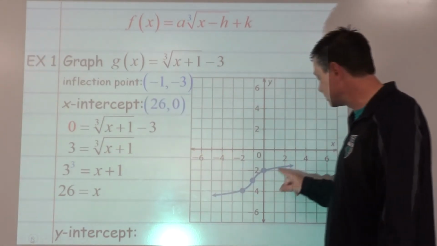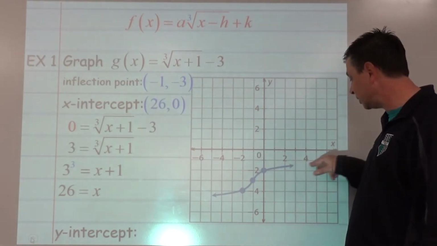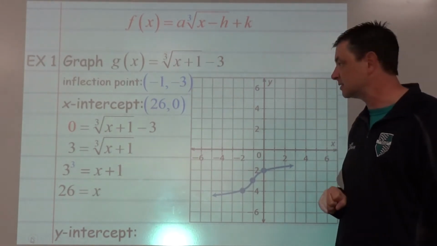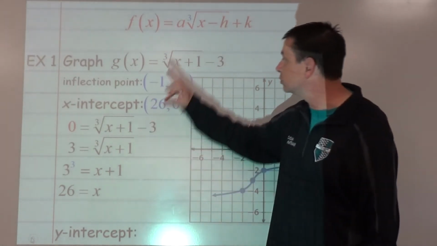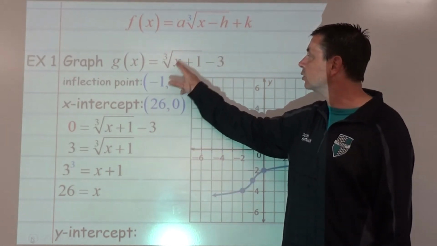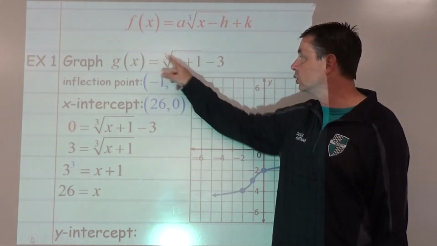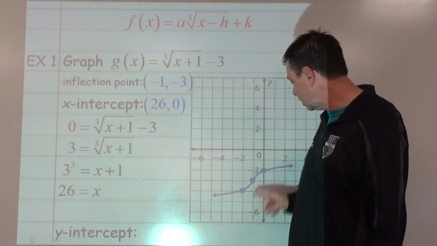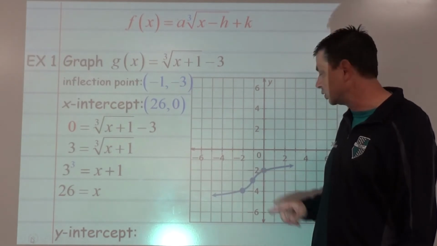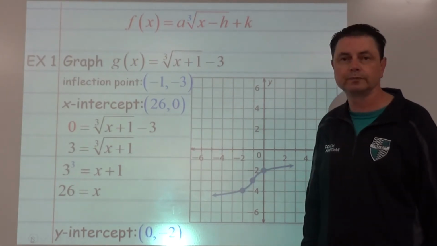26, comma 0 is where we will eventually, as we keep coming up, hit the x-axis. The y-intercept, you just plug in a 0. 0 plus 1 is 1. The cube root of 1 is 1. Subtract 3. Oh, we even see it here anyways at 0, comma, -2.